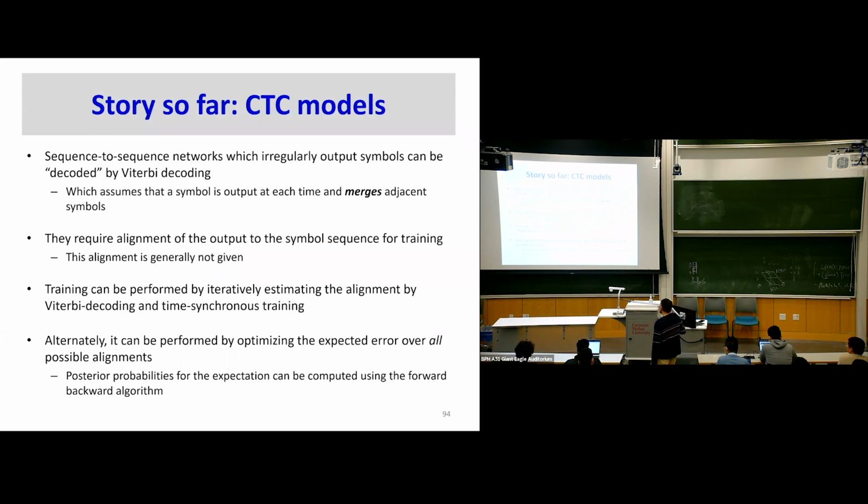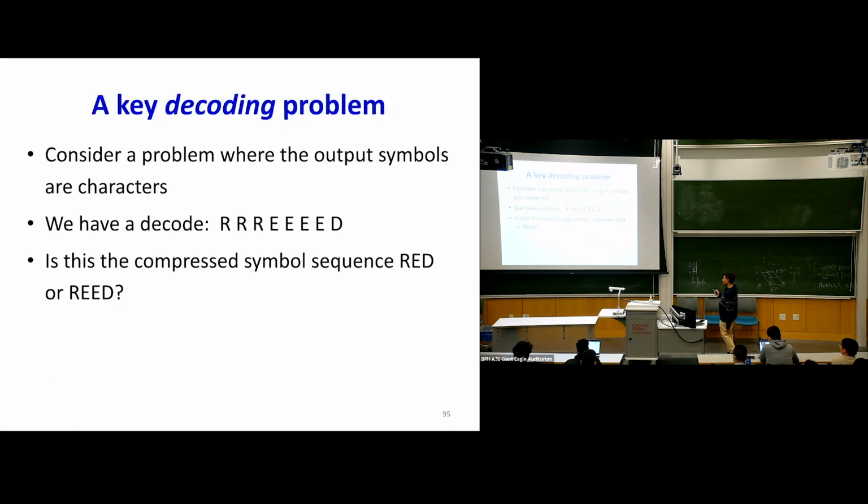Okay. So sequence-to-sequence models which irregularly output symbols can be decoded. That's not greedy, that should be greedy decoding. If you want to train them, they require alignment of the outputs to the symbol sequence, and this is generally not given. So training can be performed by iteratively estimating the alignment using Viterbi decoding and then updating, alternately with time-synchronous training. Or you can perform training by optimizing the expected divergence over all possible alignments, where the posterior probabilities for the expectation can be computed using the forward-backward algorithm.